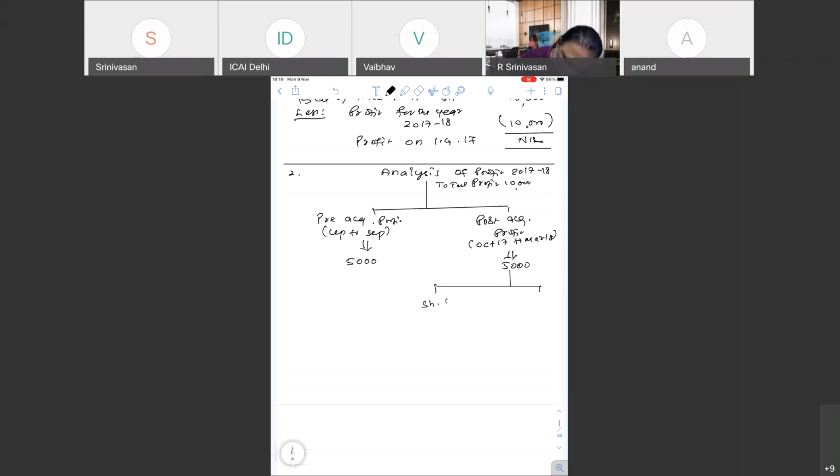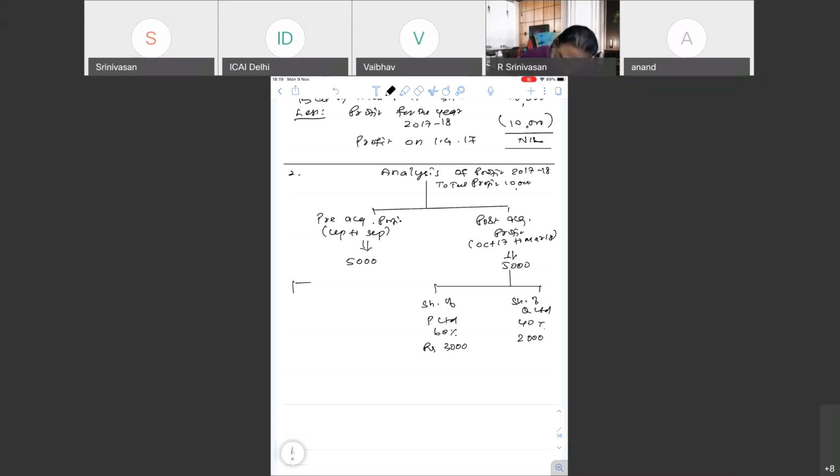So share of P Limited and share of Q Limited. P Limited and Q Limited, what is their proportion of holding? Investment in shares 21,000. P acquires 60%. They say so 60% and 40%. So 3000 and here also the 2000 will be coming.